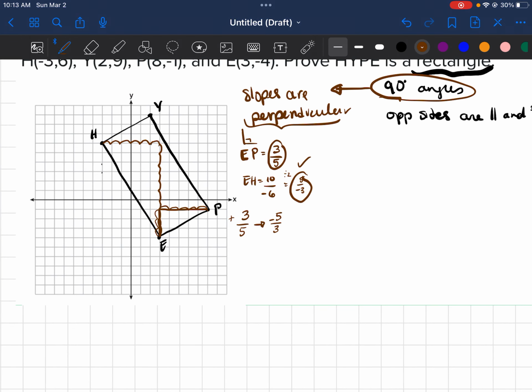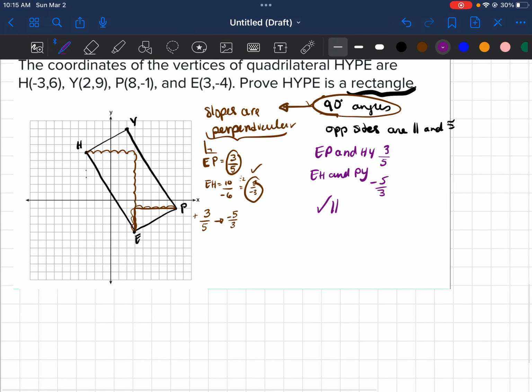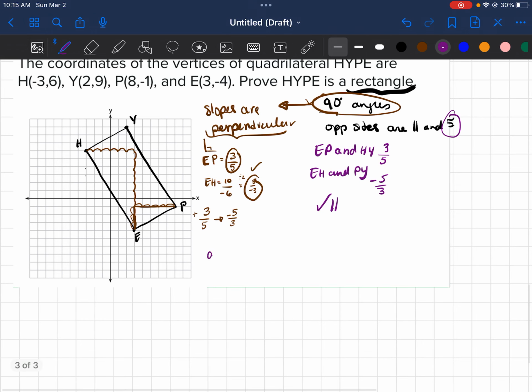So I have proved that that part is correct, and so now I want to show that the opposite sides are parallel, which would be true. EP and HY both have a slope of 3 over 5. EH and PY both have a slope of negative 5 over 3, so the opposite sides are parallel. And then I want to show that they are congruent. So to show that they are congruent, I am going to use the Pythagorean theorem to show that they have the same length.